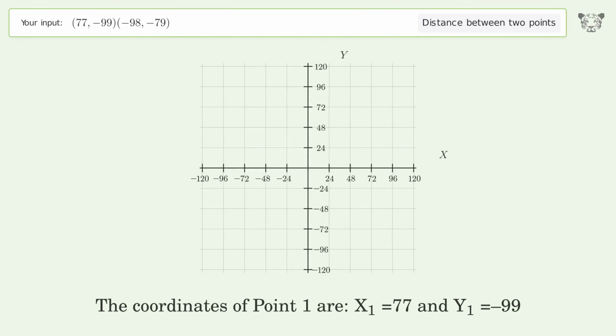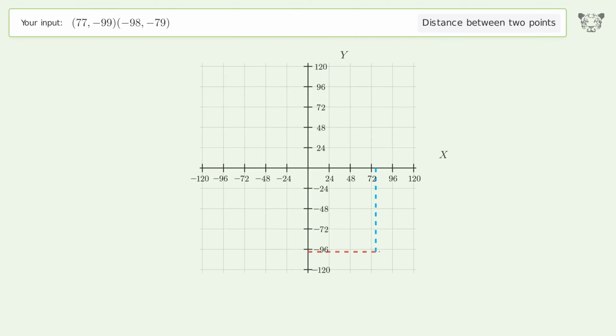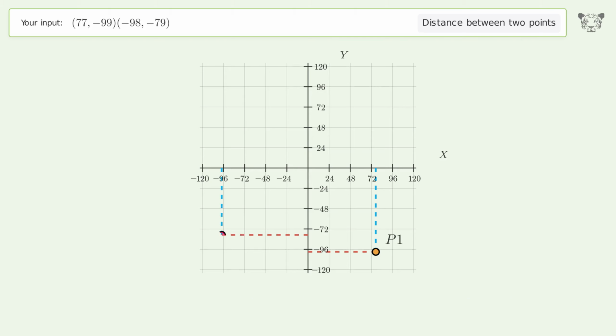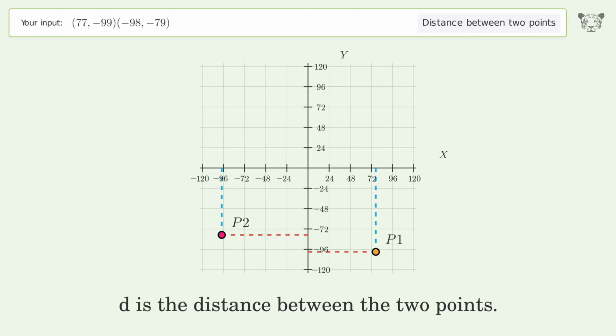The coordinates of point 1 are, x1 equals 77 and y1 equals -99. The coordinates of point 2 are, x2 equals -98 and y2 equals -79. D is the distance between the 2 points.